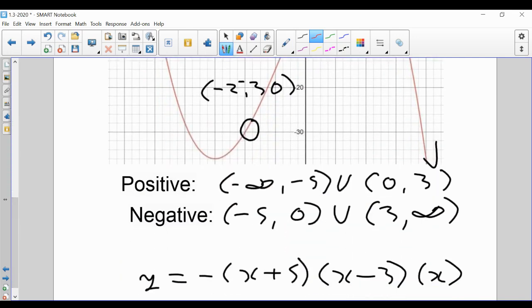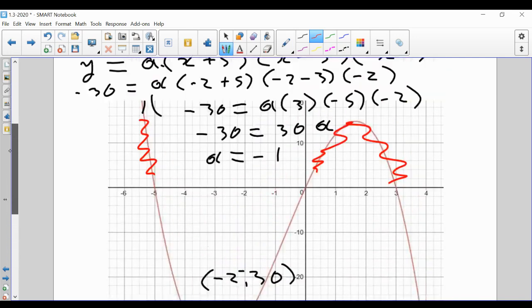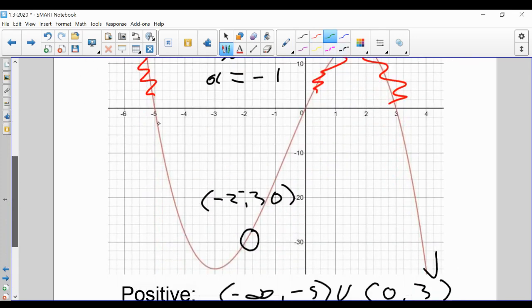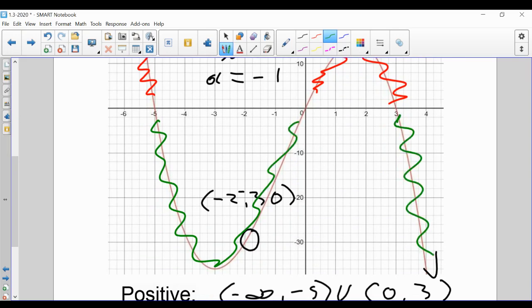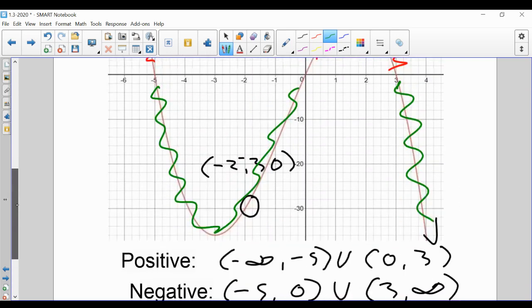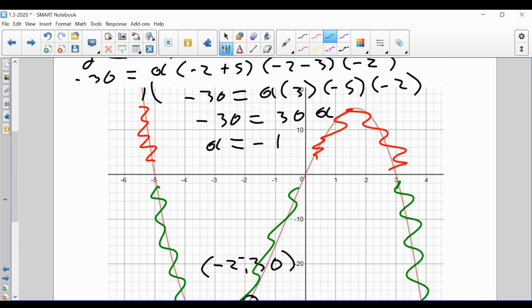Okay, and then the negative part now. So maybe I could color code that. Maybe I'll put that in green. The negative part of this function is all of this part right here, and then all of this part over here. So it's anywhere from minus 5 to 0, which is what I put here, and anywhere from 3 to infinity. So once you get past 3 and you keep going, that's where it is negative.